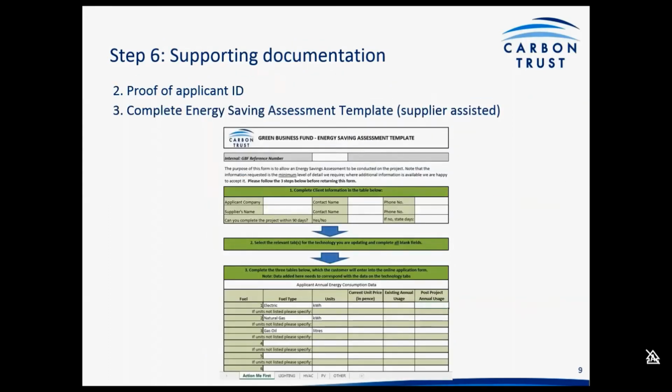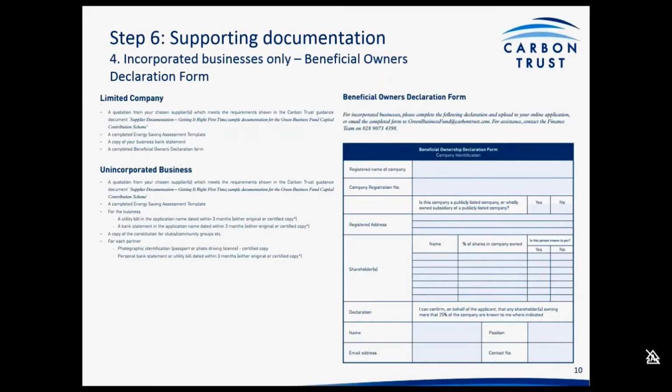The second supporting documentation is proof of your ID, so just checking that you are who you say you are. This could be something like a bank statement. Number 3, we'll need a complete energy saving assessment template, which is a spreadsheet, and your supplier again could help you complete this. This is just to give us an overview of the work that you're carrying out. Finally, depending on the type of business that you are, a limited or an unincorporated business, then we might need an additional beneficial owner's declaration form to be completed. Just as an aside, limited companies are easy to pick out because they often have Inc. or Limited in their name.